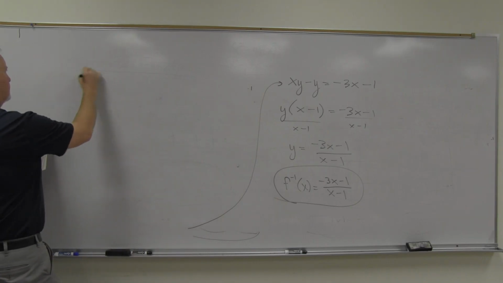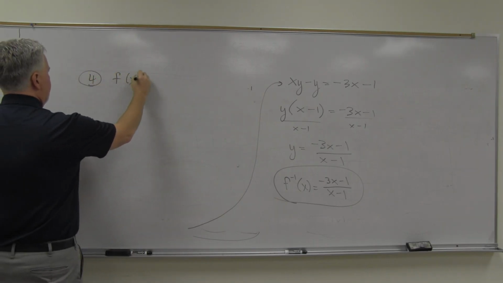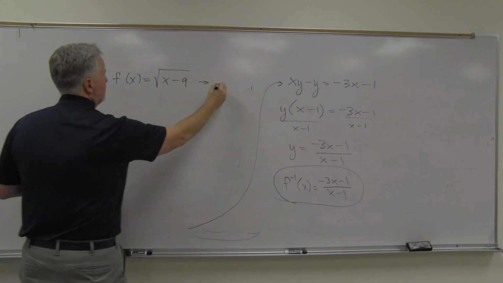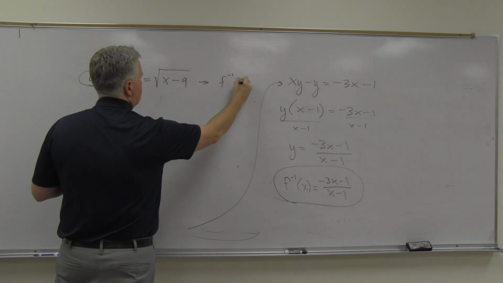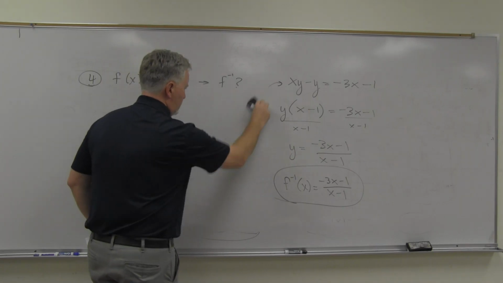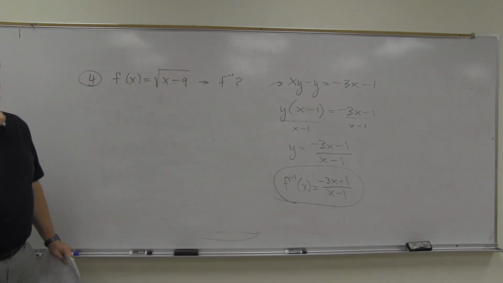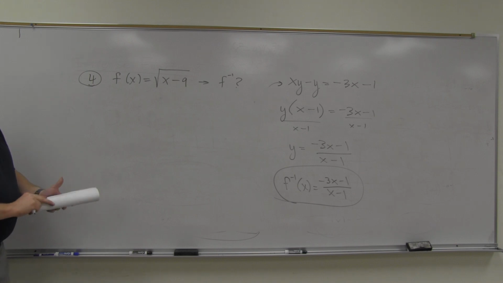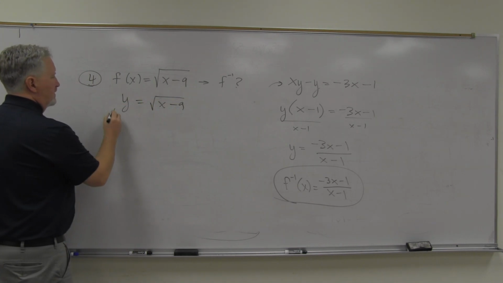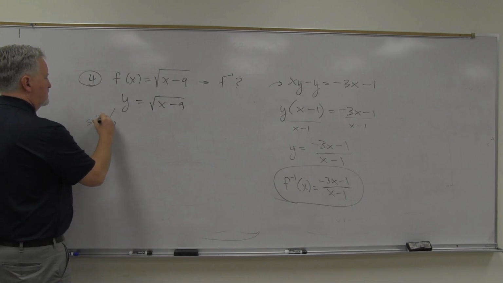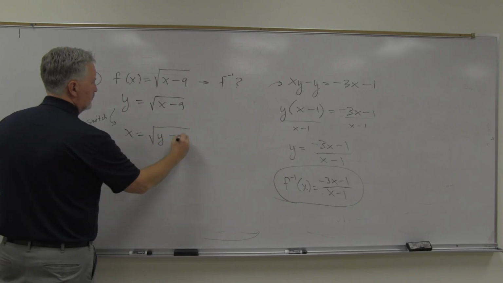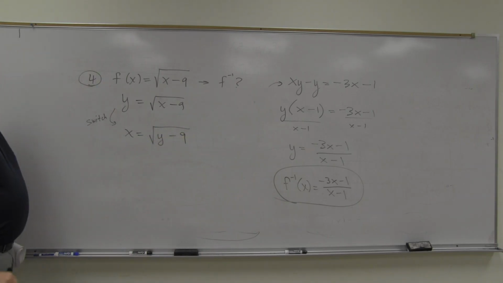Number 4. f of x equals square root of x minus 9. Again, what I want to do is find the f inverse. All right, so that's y equals square root of x minus 9. So the inverse function will be the switch of those two. Switch the x's and the y's. Now I need to solve for y.